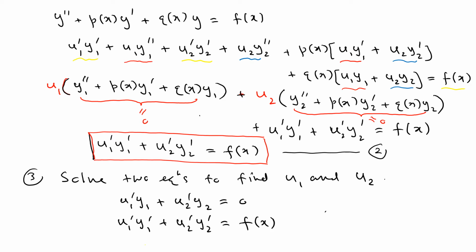See the format. The easy way to remember is, if you look column-wise, u1 prime and then y1 prime, and u2 prime, y2 prime. So it's easy to remember. And that is the system we're going to solve to find u1 and u2. After you find u1 and u2, you go back and substitute and you get the solution. So this is the solution technique, and let's see how we can do this part.